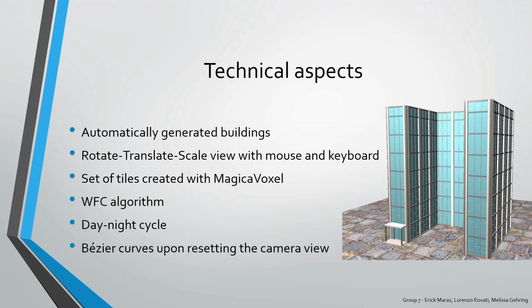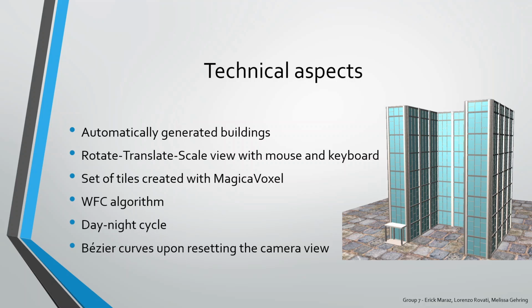So I'm going to talk to you about our project, which was to automatically generate buildings using an algorithm. And you can see one of the results on the right. First, we implemented a rotate, translate, scale view with the mouse and keyboard to move around our buildings. Then we created a set of tiles with Magica Voxel, which is software to create 3D cubes. Then we implemented the wave function collapse algorithm that I'm going to talk to you about in a second. We also added a day-night cycle and also a Bezier curve that we use to reset our camera to get a smooth transition.